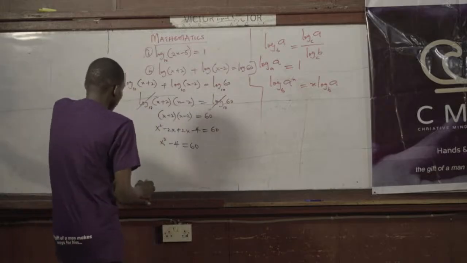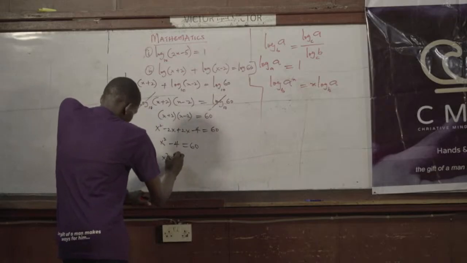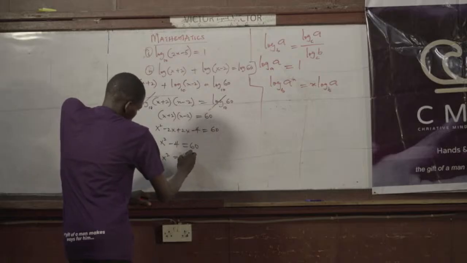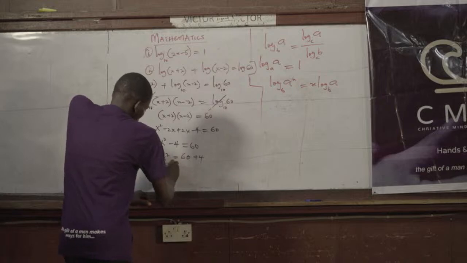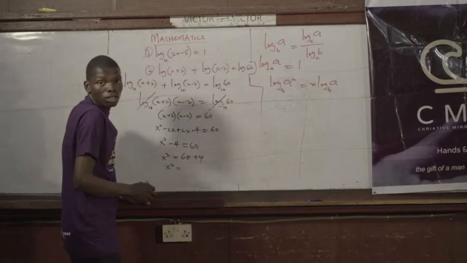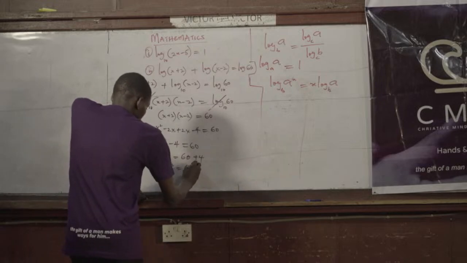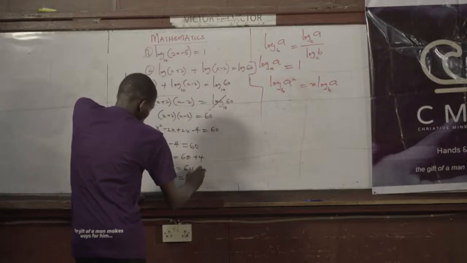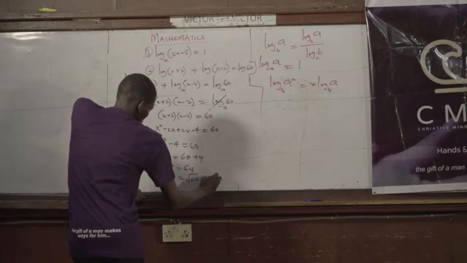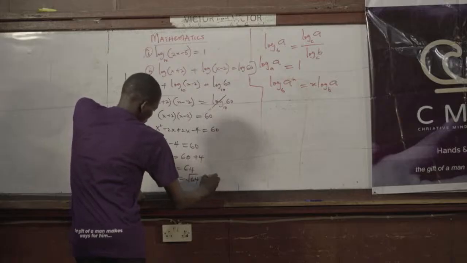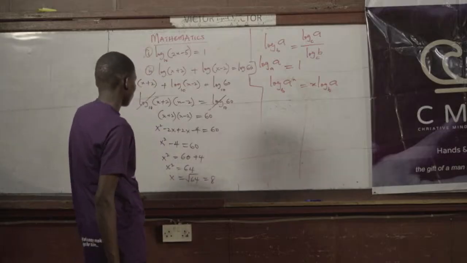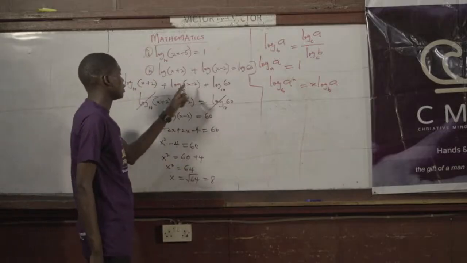So if I have this now, I can send it to the other side. That is x squared is equal to 60 plus 4, which is actually 64. Then we can have x is equal to square root of 64. And square root of 64 is plus or minus 8, right? So which is 8. Therefore, the value of our x here is simply 8.